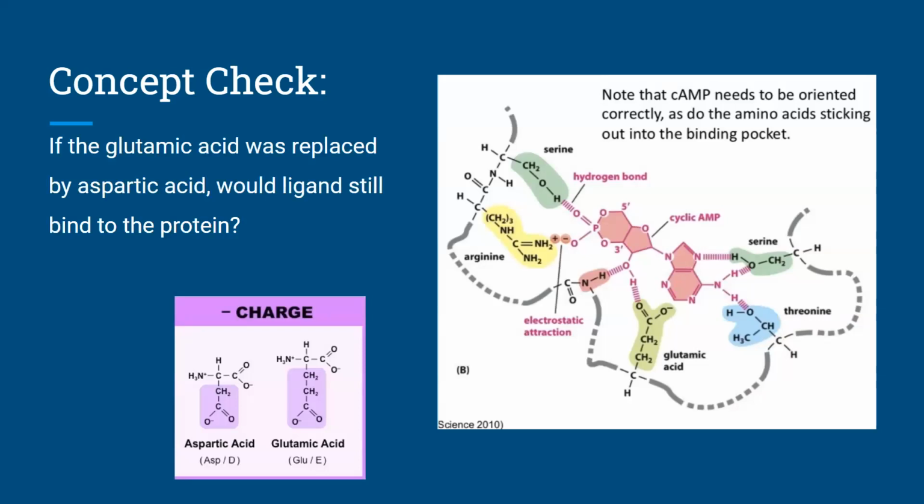All right. This one was an exam question as well, last fall. If glutamic acid in this diagram, right here, were to be replaced by aspartic acid, which is this one, it's the same negative charge, but a little bit different shape and structure, would the ligand, which is cyclic AMP, still bind in the binding pocket? Does anyone have any ideas? It's a yes or no.